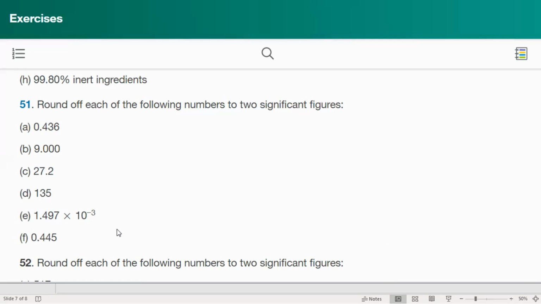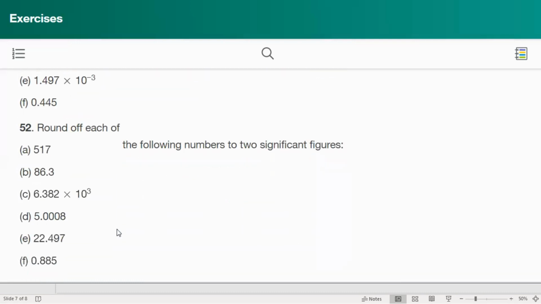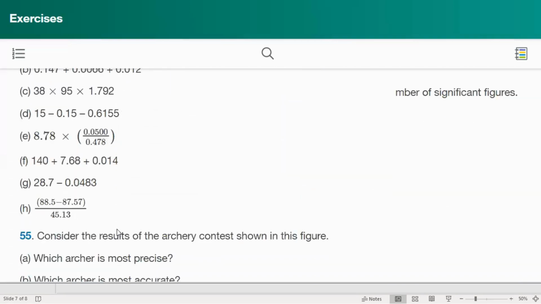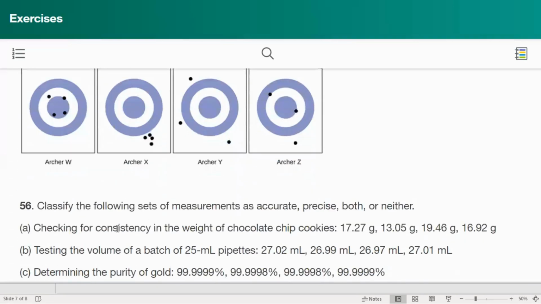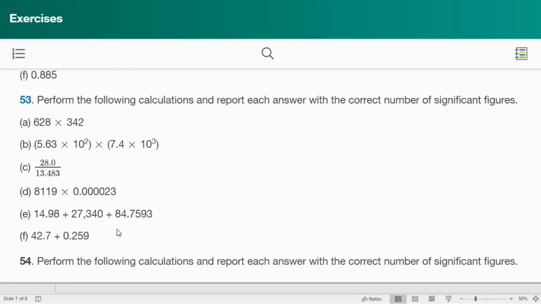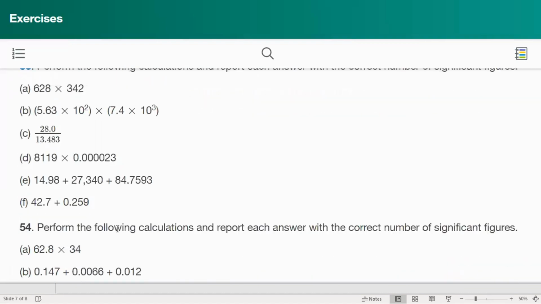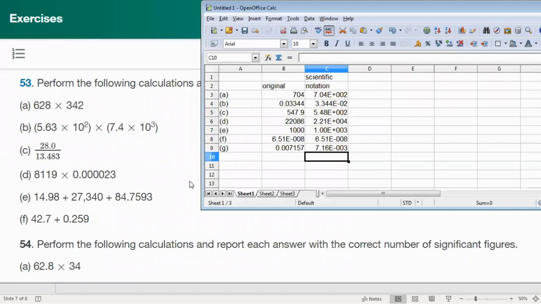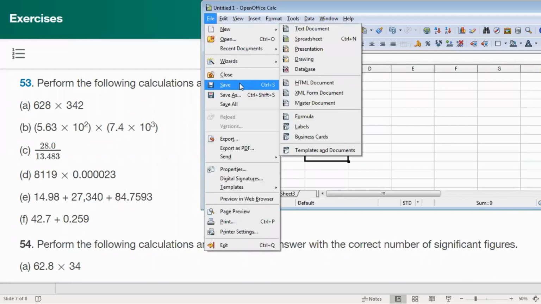So that's all. Let's see if that's everything for the odd number exercises. Oh, we still have some more. Let me just see how many more we have. Okay. We have this one. Perform the following calculations and report each answer with the correct number of significant figures. So now, in between the lectures, let me save this.